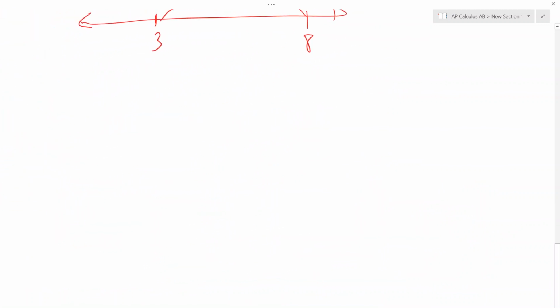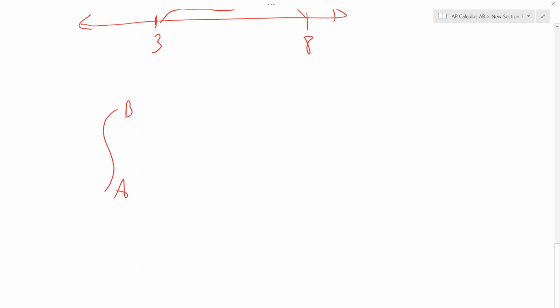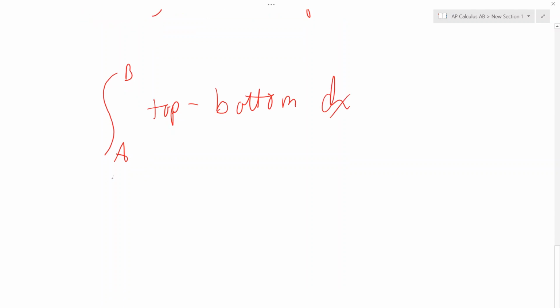So in general, when we're finding area between curves, you're going to do one of two things. You're going to do the integral from a to b of the top function minus the bottom function dx, or you're going to do the integral from c to d of the right function minus the left function dy.